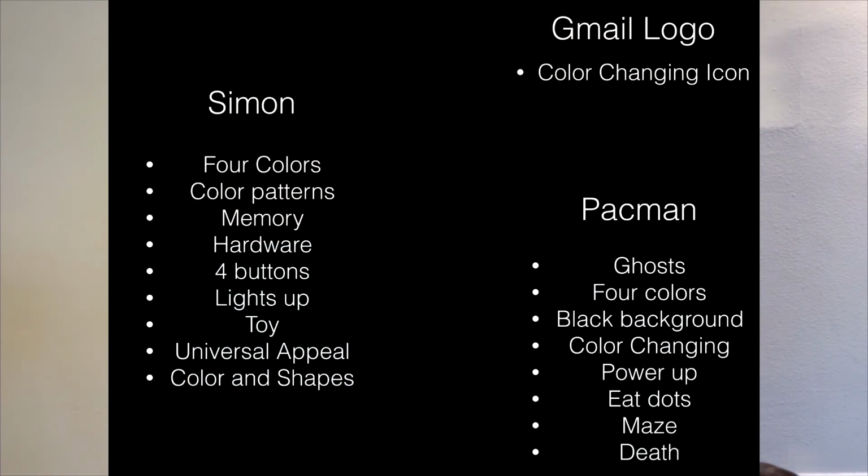Now, if we break these apart, Simon: color patterns, 4 colors, uses memory, hardware, 4 buttons, they light up, it's a toy, universal appeal, colors and shapes. Gmail logo: color changing icon. Pac-Man: ghosts, 4 colors, black background, color changing aspect. When you eat the big power pellet, the ghosts change color, you know you can eat them. It's a side element, it's not the main element. You got the power up, you have a maze, you can die.